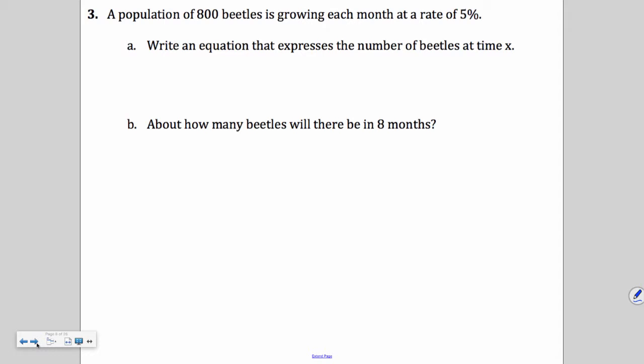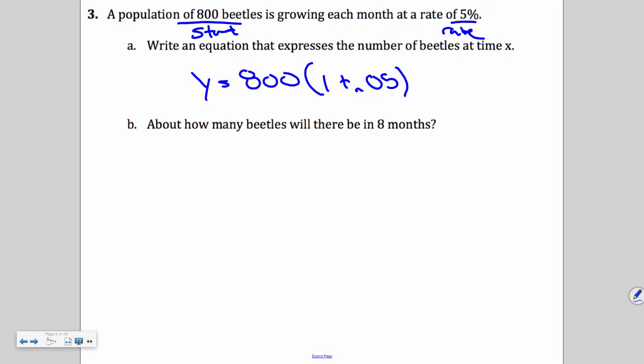For the next problems, this is where you're plugging in the numbers. So in this case, this is my start, and this is my rate. So I would say y equals 800 times (1 plus 0.05), and I don't know my time, so that's my x, or 800 times 1.05 raised to the x. How many beetles will be there in 8 months?